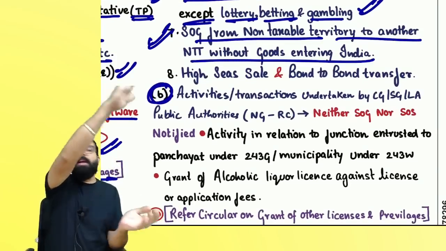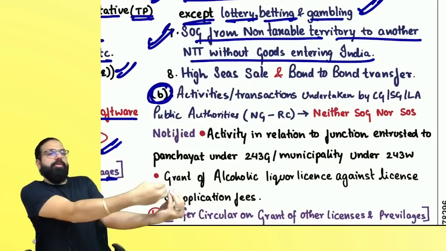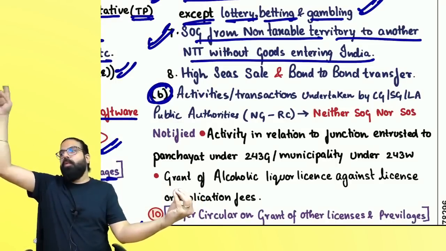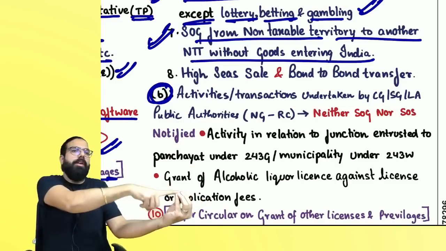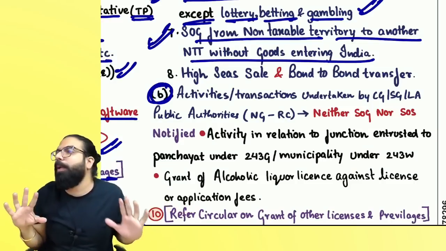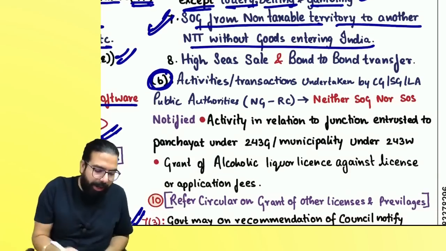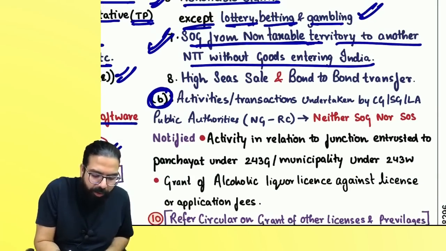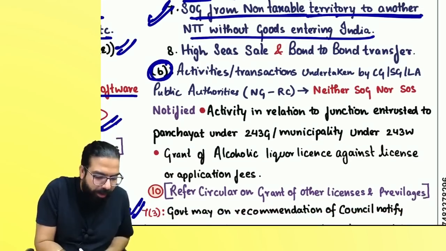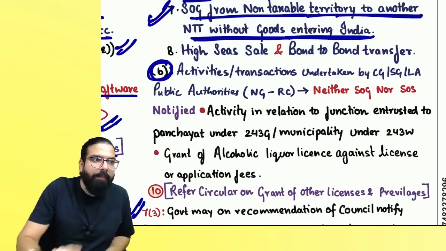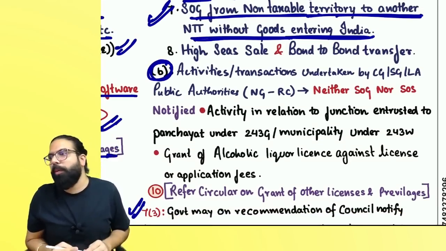China says, suppose I send the goods directly to the US and I issue the invoice. That is goods going from one non-taxable territory to another non-taxable territory without the goods being entered into India. That is also known as supply of goods from a non-taxable territory to another non-taxable territory without the goods entering into India, and hence it will be neither supply of goods nor supply of service.